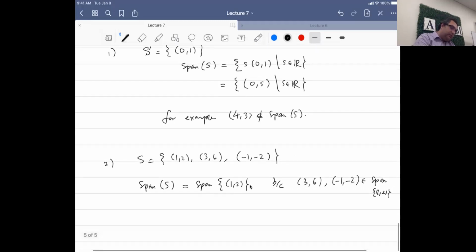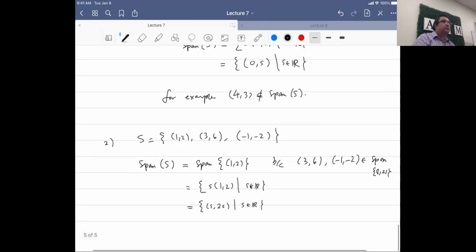But span of 1, 2 is the set of all vectors of the form S times 1, 2, where S is a real number, any real number. And so you're just thinking about S comma 2S type of vectors. Would that give us all possible vectors in R2? No, because give me a counterexample. For example, 0, 1 does not belong. It's not there because 1 is not 2 times 0. Is it clear? Okay.